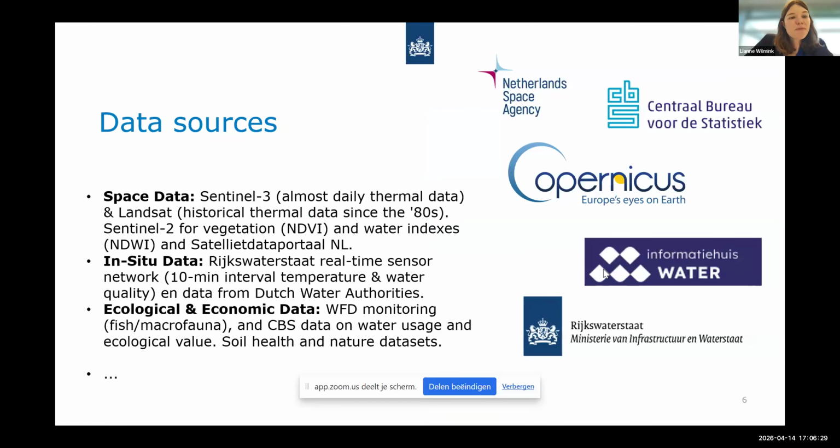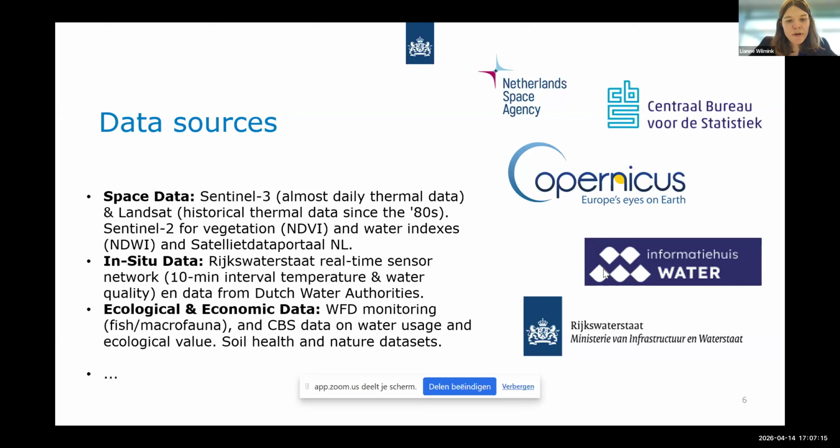There are a lot of data sources available. We have space data, Sentinel data, Sentinel-2, but also Landsat with a lot of historical thermal data, so that we can see trends. There's also in situ data from Rijkswaterstaat, but also from the Dutch water authorities. And they give a very precise temperature and other indicators for water quality on a 10-minute interval. And there's also a lot of ecological and economic data from the Water Framework Directive, so about fish, about megafauna, but also from our National Statistics Agency on water usage and ecological value, and also data from soil health can be an important asset to this as well.